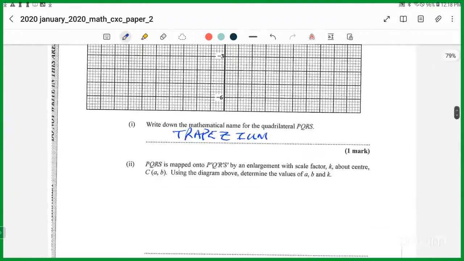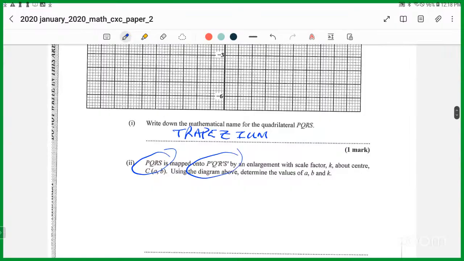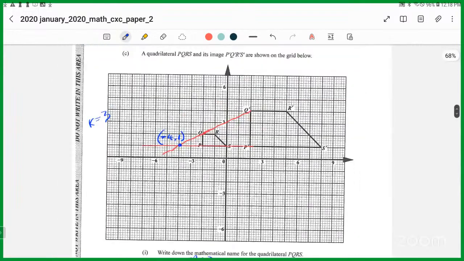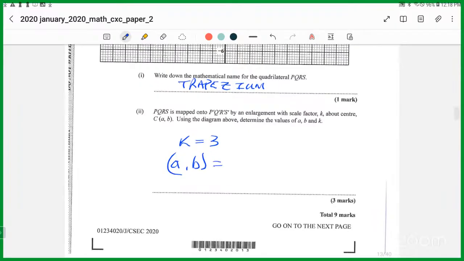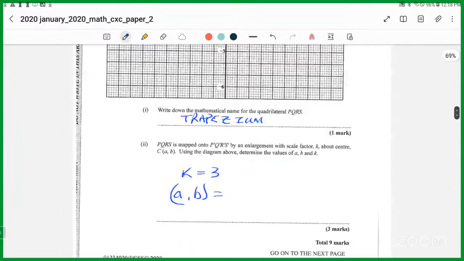It says PQRS is mapped onto P prime, Q prime, R prime by an enlargement of scale factor K, about the center point C, which is (A, B). Using the diagram above, determine A, B and K. So K is 2? No, the enlargement is of scale factor 3. So K equals 3, not 2. And the center point (A, B) is actually this point that we just worked out here, (negative 4, 1).